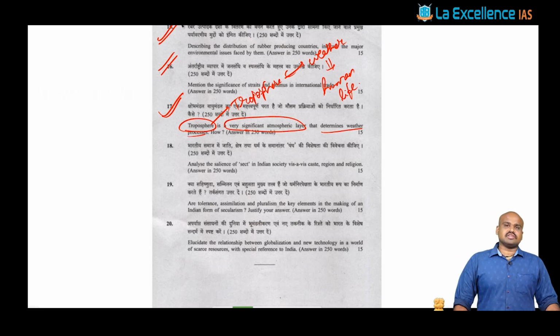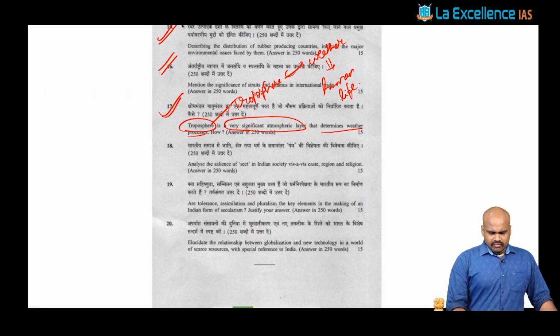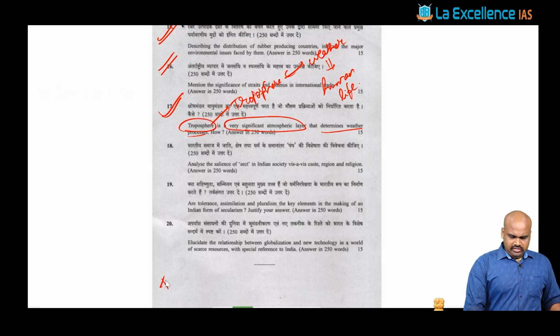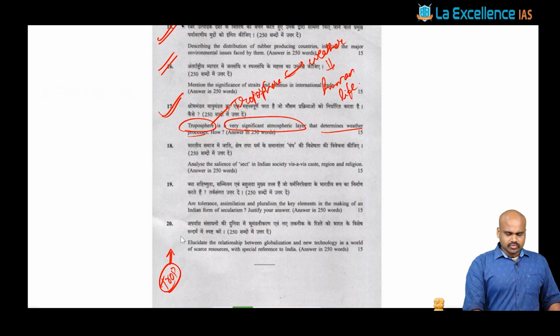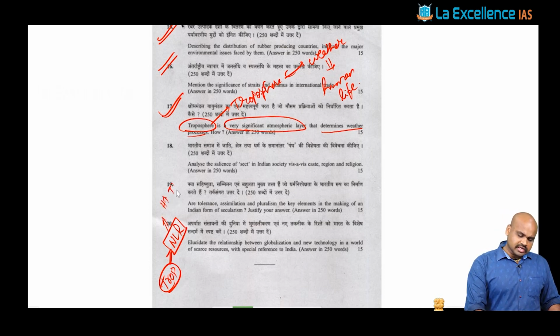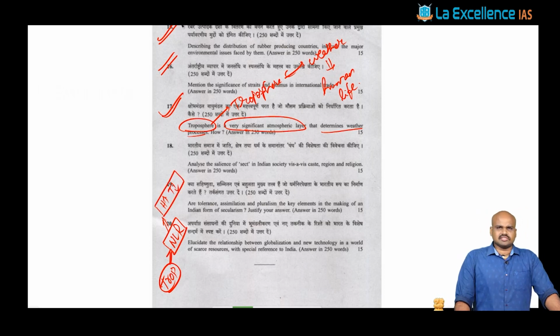Troposphere is a very significant atmospheric layer that determines the weather process. Now in this question, we can simply talk about the introduction with respect to the troposphere, and we can talk about the fundamental characteristic of the troposphere. We have something called the normal lapse rate, NLR. When we discuss the normal lapse rate, we know that as the height is increasing, the temperature is decreasing. This is the fundamental phenomenon that is existing.